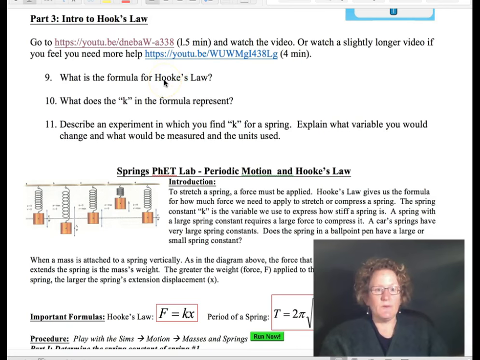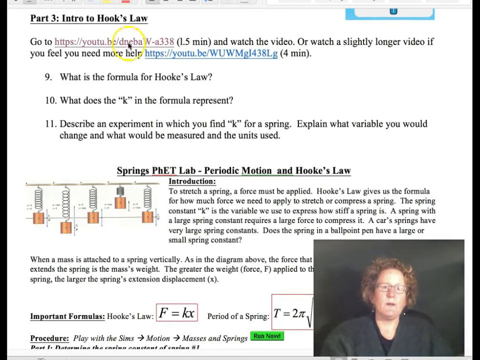Explain what the formula for Hooke's law is and what the K in the formula represents. And describe an experiment in which you find K for the spring. I guarantee you it's in the video. You're smart people. Explain what variable you would change, what would be measured, and the units you would use. It's all in the video on Hooke's law by Doodle Science, the very first one here.